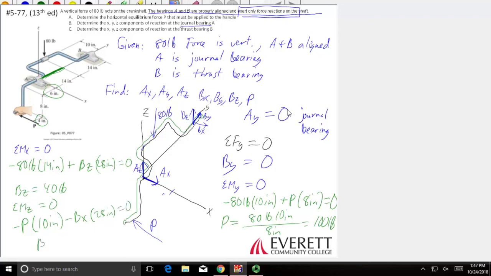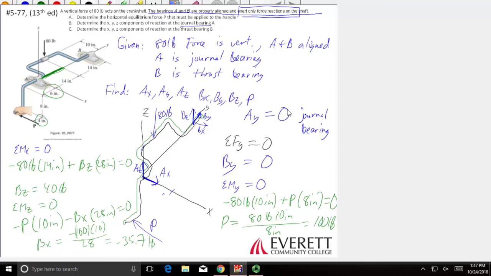So BX is equal to negative 100 times 10 over 28, which is negative, what, 35? 35.7. 35.7 pounds.